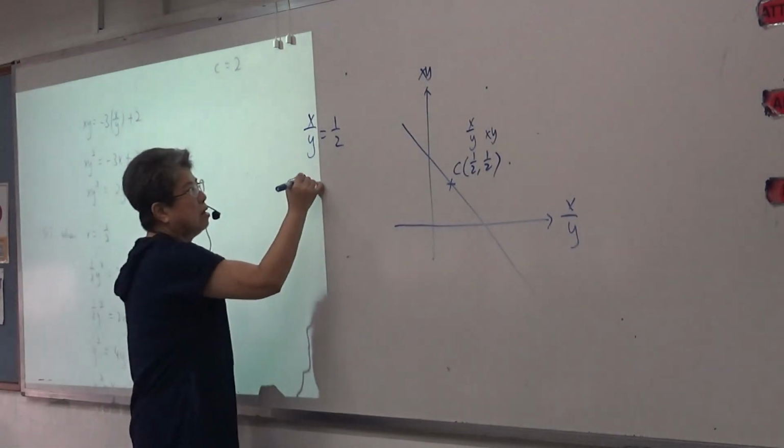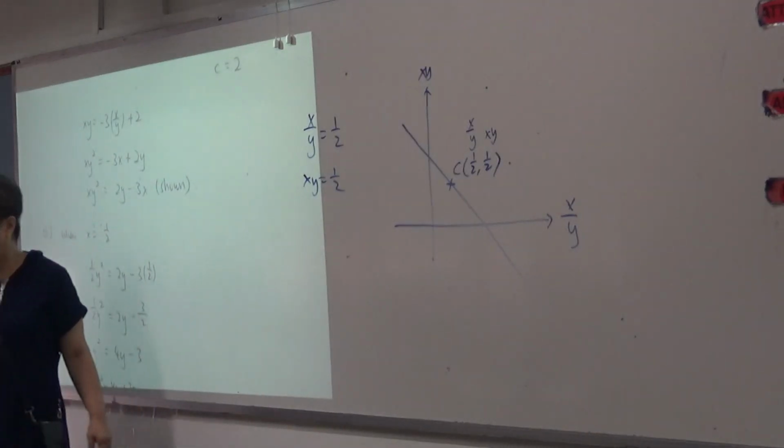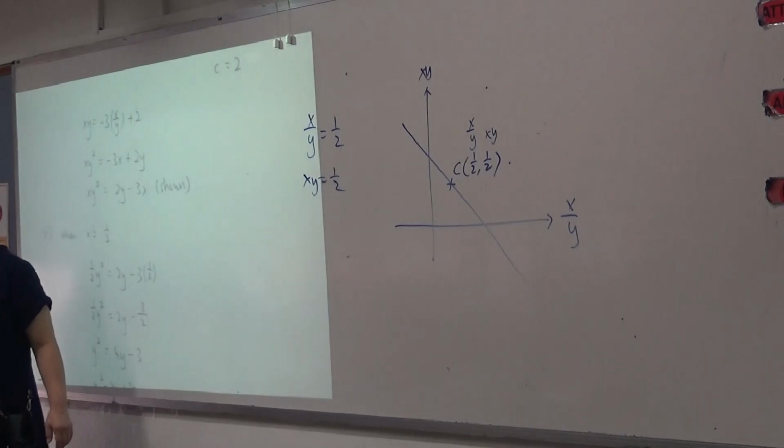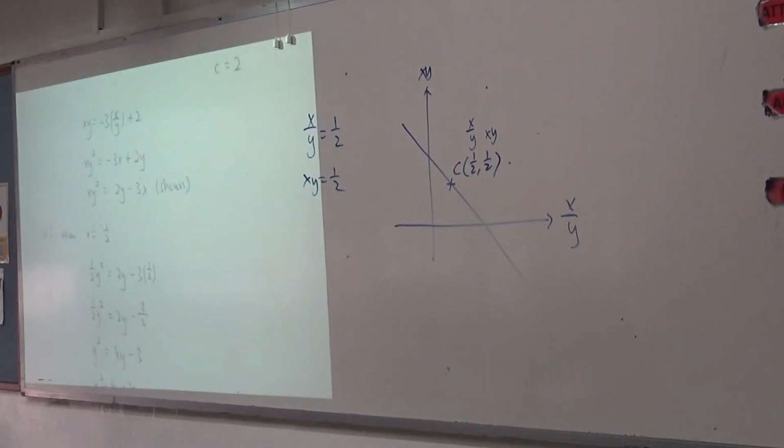And what? xy also equals to half, right? Can you see I have 2 equations? Can you see I have 2 equations here? Yes or no? Yes. Okay. Now I'm going to show you now. All of you look up. I'm going to show you here.